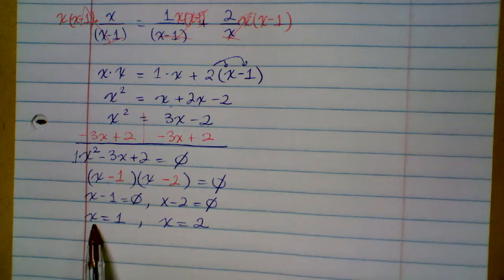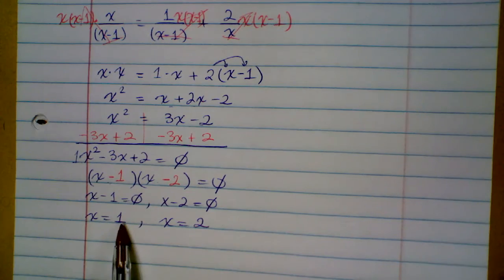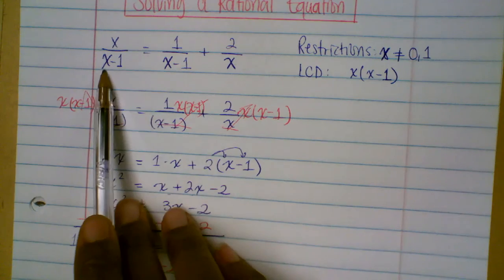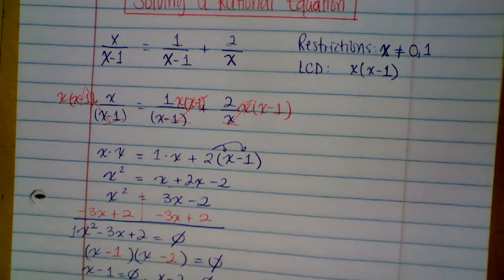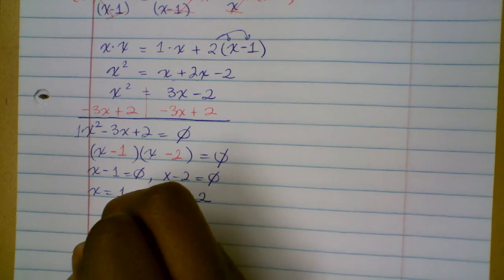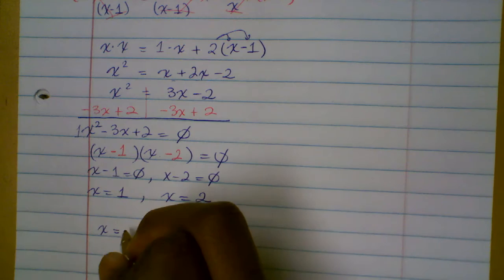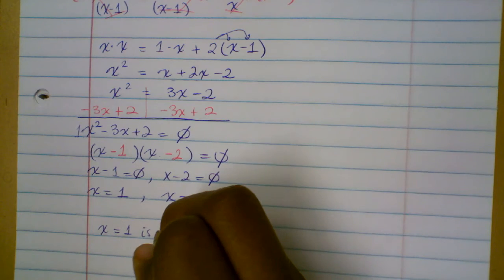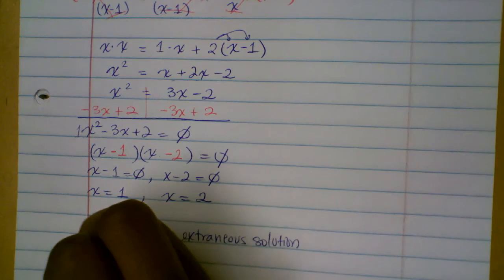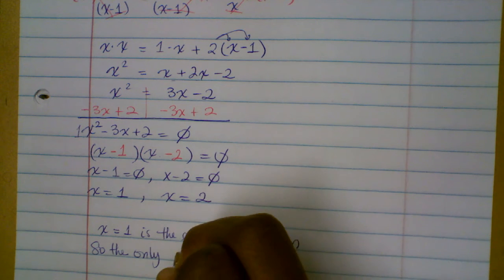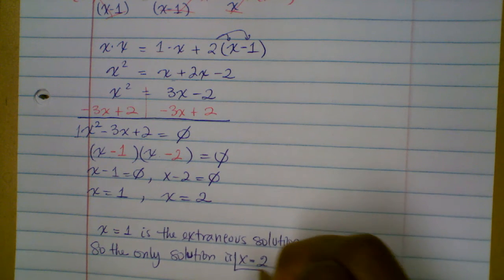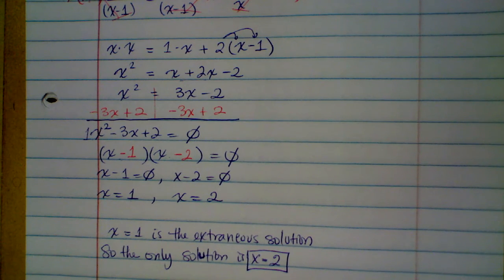So can we claim that x equal to 1 is a solution to this rational equation? No. Why? Because 1 makes the denominator equal to 0. So 1 cannot be the solution. And remember, a number divided by 0 is undefined. So I'm going to write below that x equal to 1 is the extraneous solution. So the only solution is x equal to 2.